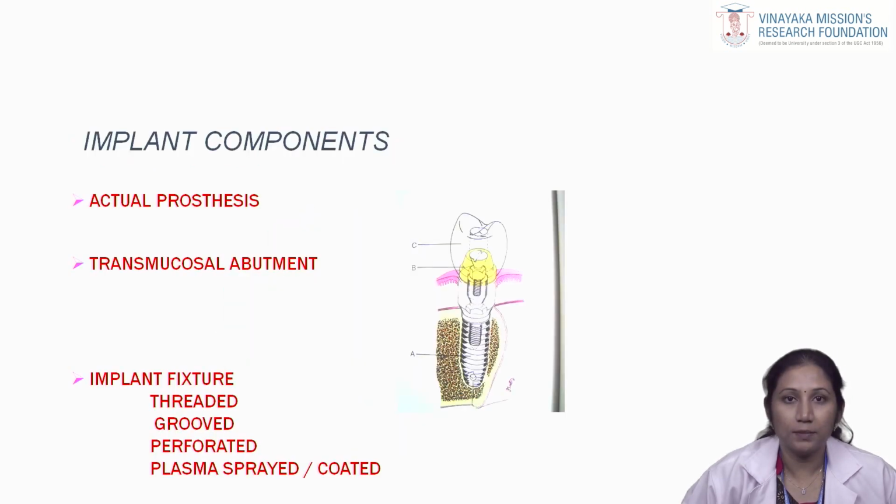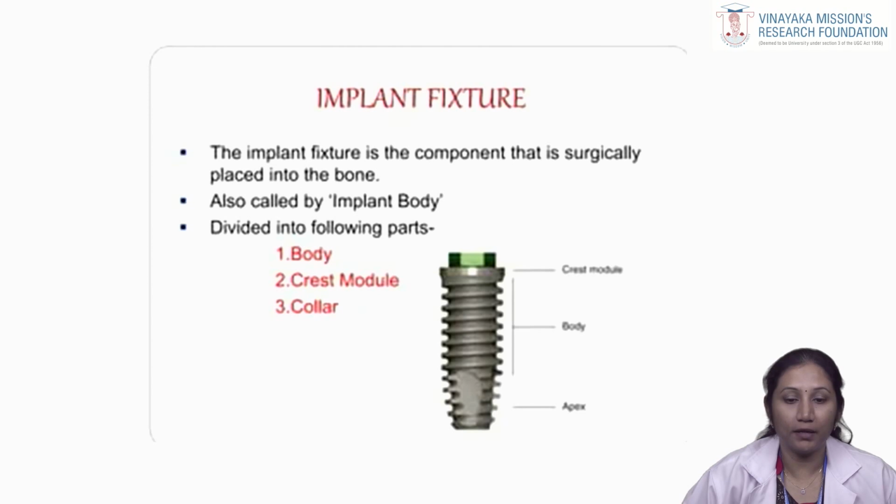The implant system is basically divided into the implant fixture component, which is present within the bone. Then comes the transmucosal component, which is present in the mucosal area, and then the actual prosthesis, which is seen intraorally. Let's first talk about the implant fixture. The implant fixture is made up of a titanium alloy, which has physical, mechanical and biological properties that are enhanced and improve osseointegration. This implant fixture is made up of three parts: the apex region, the body and the crest of the implant.